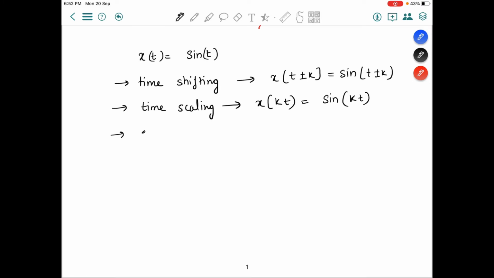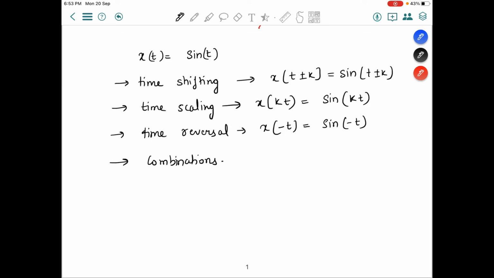Then we'll do time reversal. This is the same as time scaling, just multiplying our independent variable with -1, so it is x of minus t. How will it change the output? Rather than doing it on paper, it's better to code it and see the output and understand it in a better manner. We'll also do some combinations of all of the above operations. In this manner you will get to know how all these operations work. So let's code it.